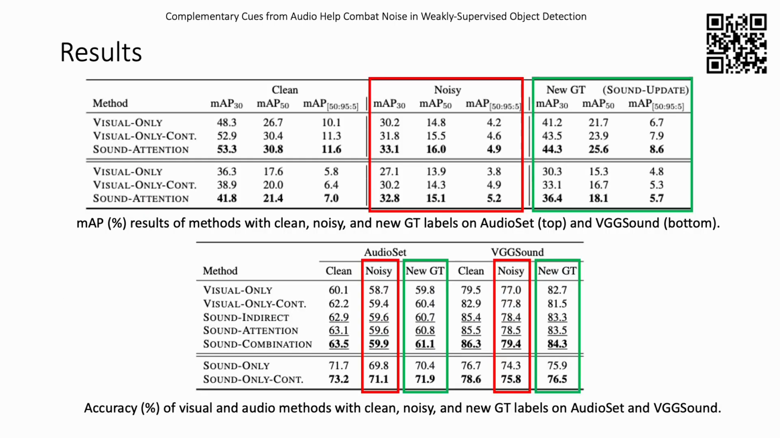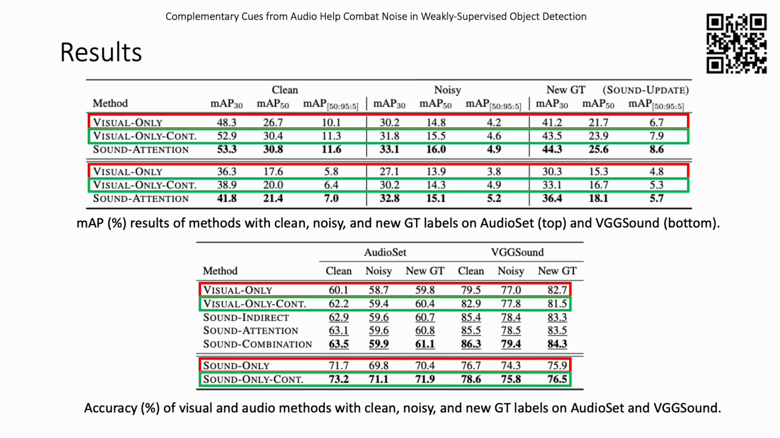We first train the audio-visual model with noisy labels, then we use the model to make predictions on the training datasets to generate new ground truth labels. These labels perform better than noisy labels in all the settings.